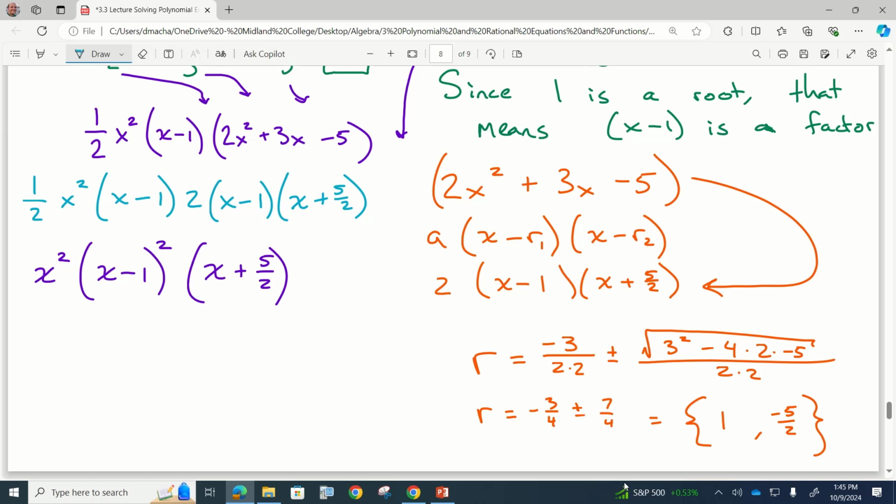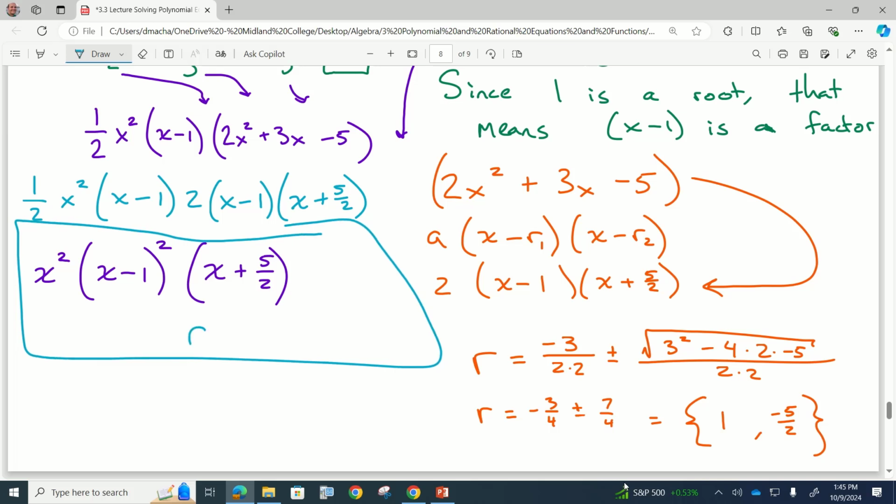Yes, the 1/2 times 2 cancels. And then I've got 2 copies of the x minus 1 factor, so I can write x minus 1 squared. And this is your final answer in completely factored form.